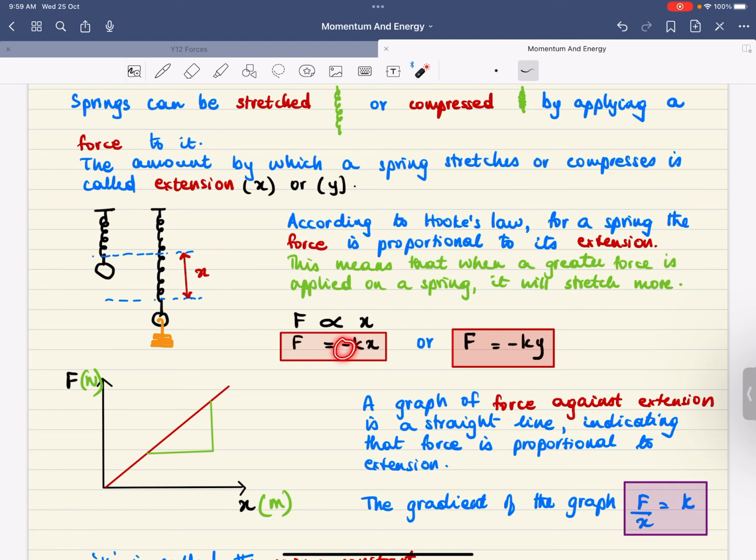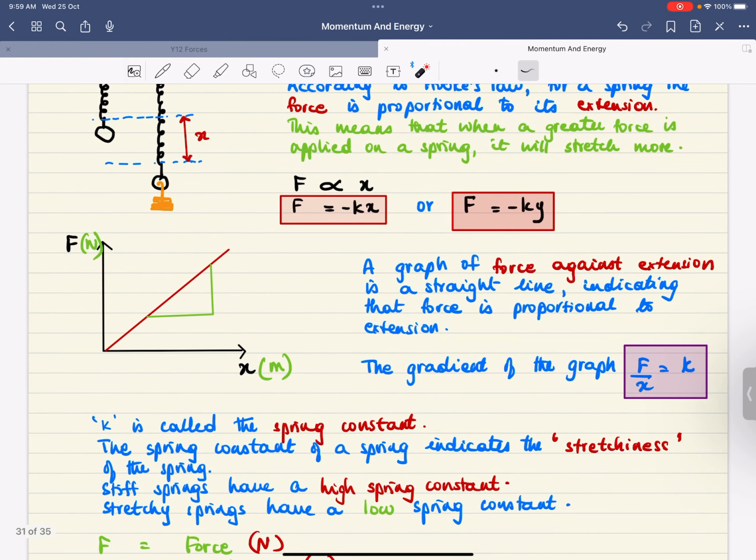And there's a negative sign to say that when you take the weight off the spring, the spring is going to go back to its original position. So it's going to move back in the opposite direction. When you stretch it, you're pulling it down, but when you release the force, it's going to go back up. So this negative sign is just to say it goes back in the opposite direction.